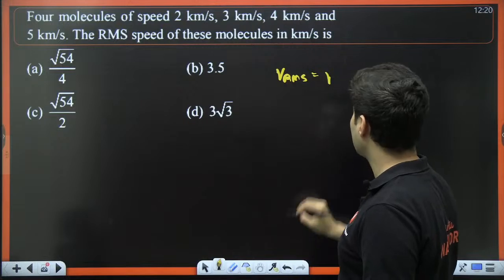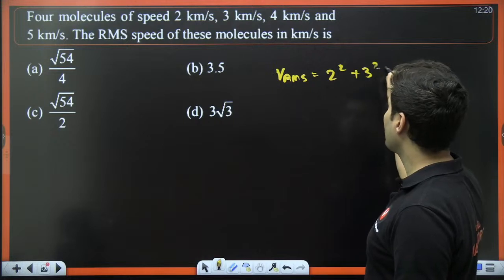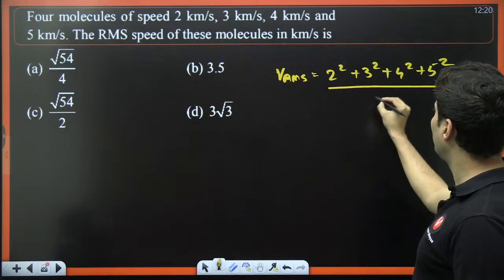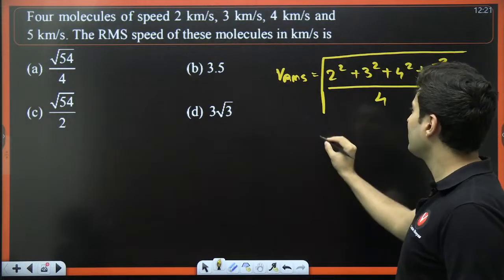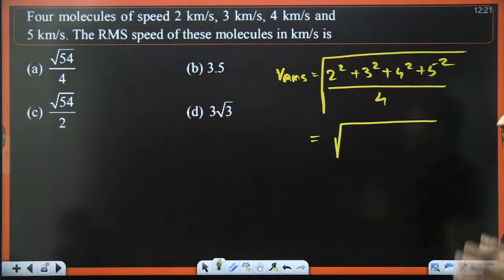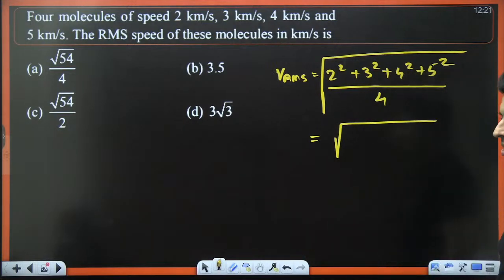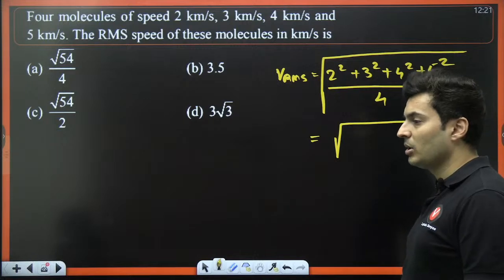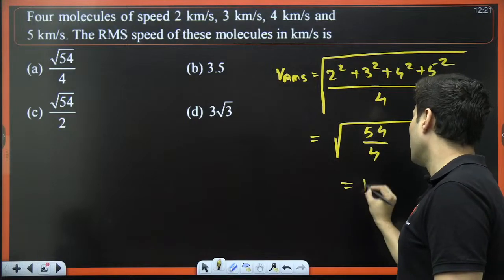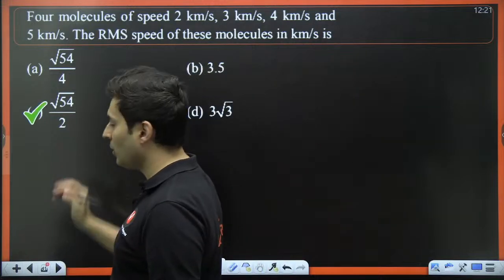So root of mean of the squares. So first square the things, which is 2 square, then 3 square, then 4 square, then 5 square. Average: 1, 2, 3, 4, 4 terms are there, so divided by this. So root of how much is 2 square plus 3 square plus 4 square plus 5 square? 4 plus 9 plus 16 plus 25. How much is it? Is it 54 by 4? So won't it be root of 54 by 4, which is root 54 by 2? So I think it should be option C.